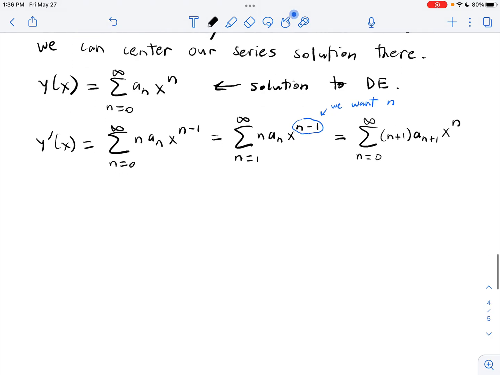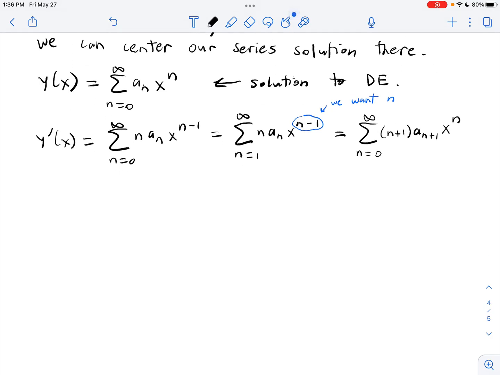So there you go. We've got our derivative. Okay? Now what? What would y double prime of x equal? Just take a derivative again, right? Take a derivative of our answer.